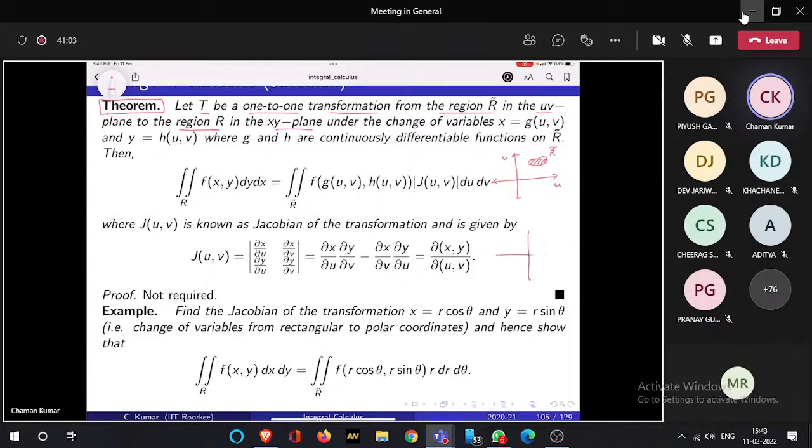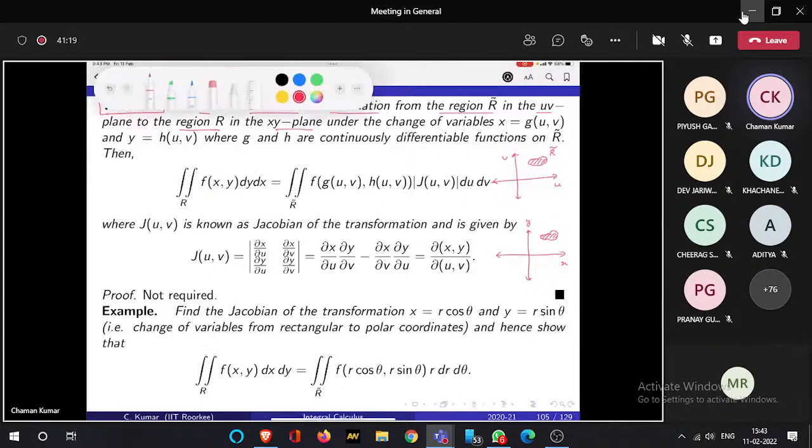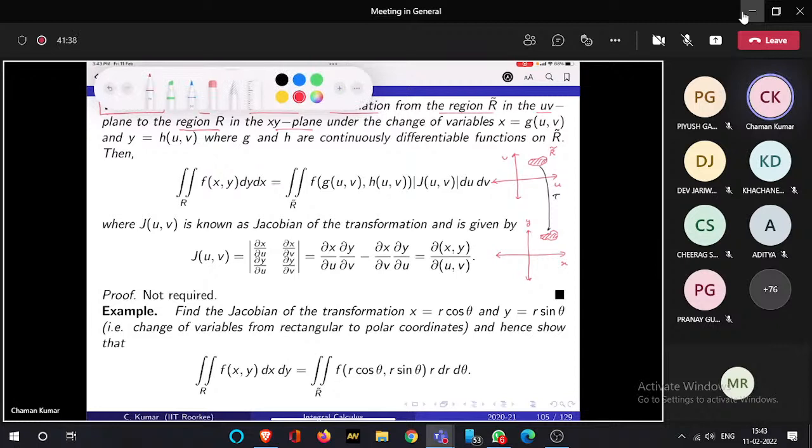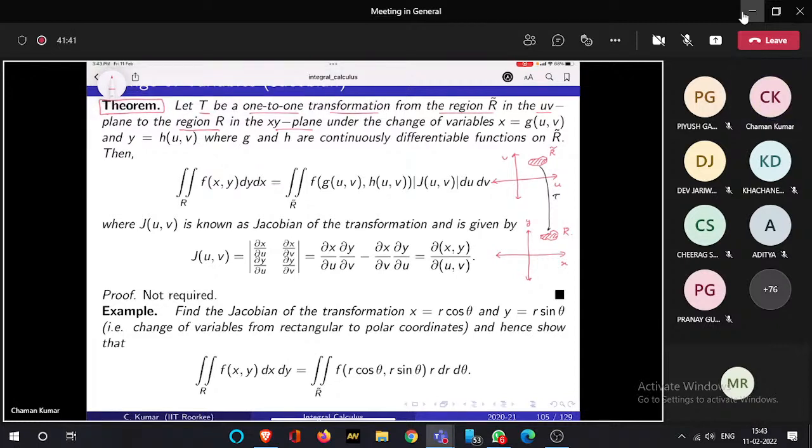So let us say we have this XY plane. This is x-axis, this is y-axis. Let's say in the XY plane we have this region. So by transformation T, we transform the region R tilde in the UV plane to the region R in the XY plane. Okay.